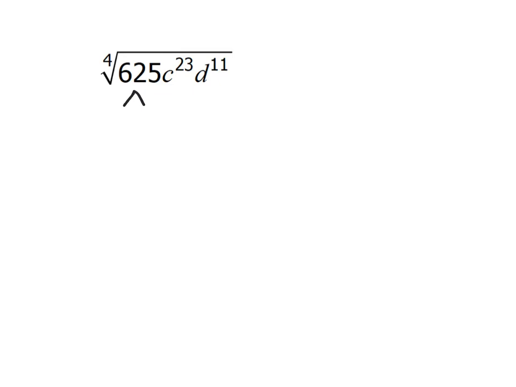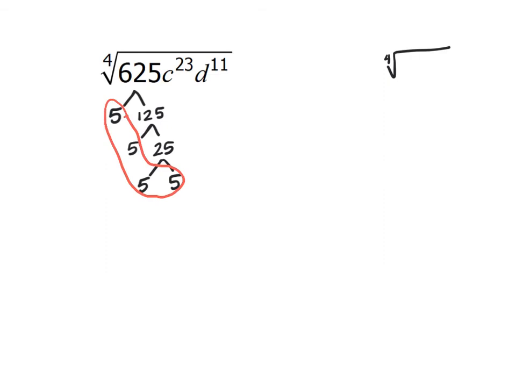So if I look at 625, I know that I can divide that by 5, which is prime, and that would be 125. I can divide 125 by 5, and that would be 25. And 25 is 5 and 5. So I'll put my new radical over here. I'm going to keep that index the same. So I know that I'm going to pull a 5 to the outside because that's a group of 4 5s, and I won't have anything left to put on the inside.